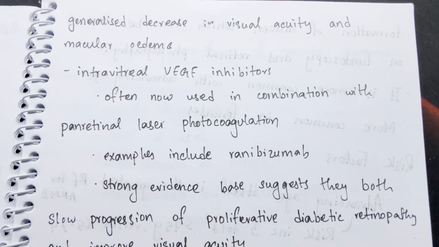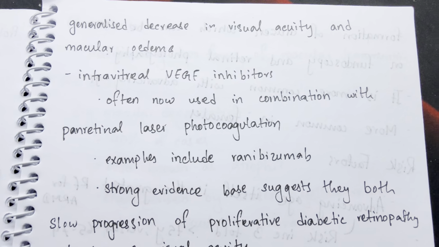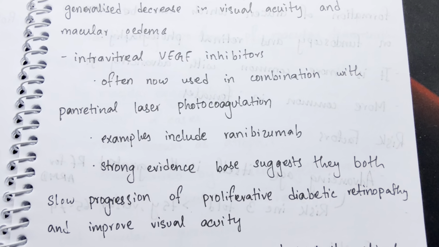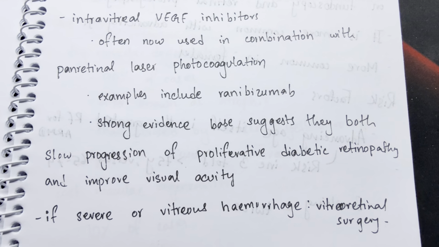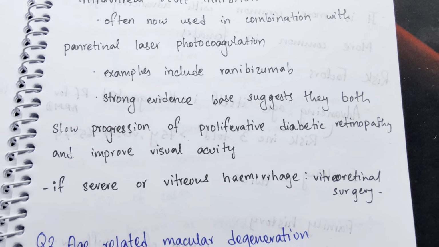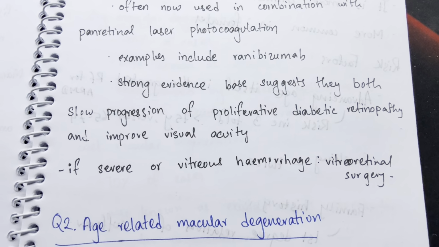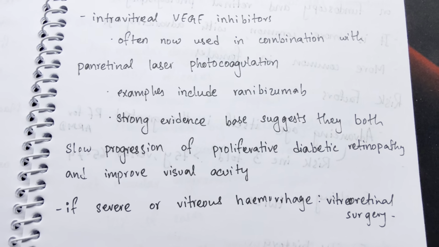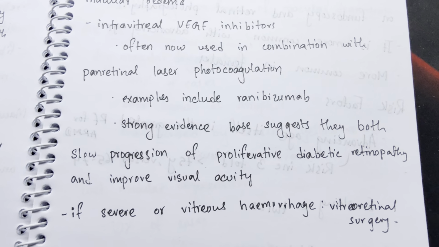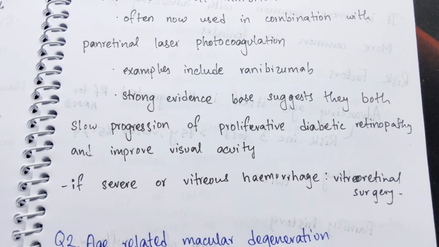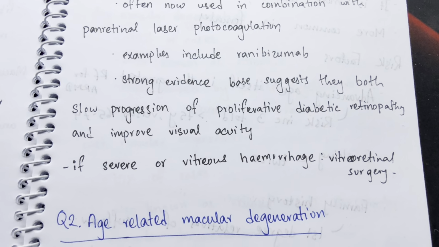Intravitreal vascular endothelial growth factor inhibitors should be used, often now used in combination with panretinal laser photocoagulation. Examples include ranibizumab. Strong evidence base suggests they both slow the progression of proliferative diabetic retinopathy and improve visual acuity. If severe or vitreous hemorrhage, then vitreoretinal surgery should be done.